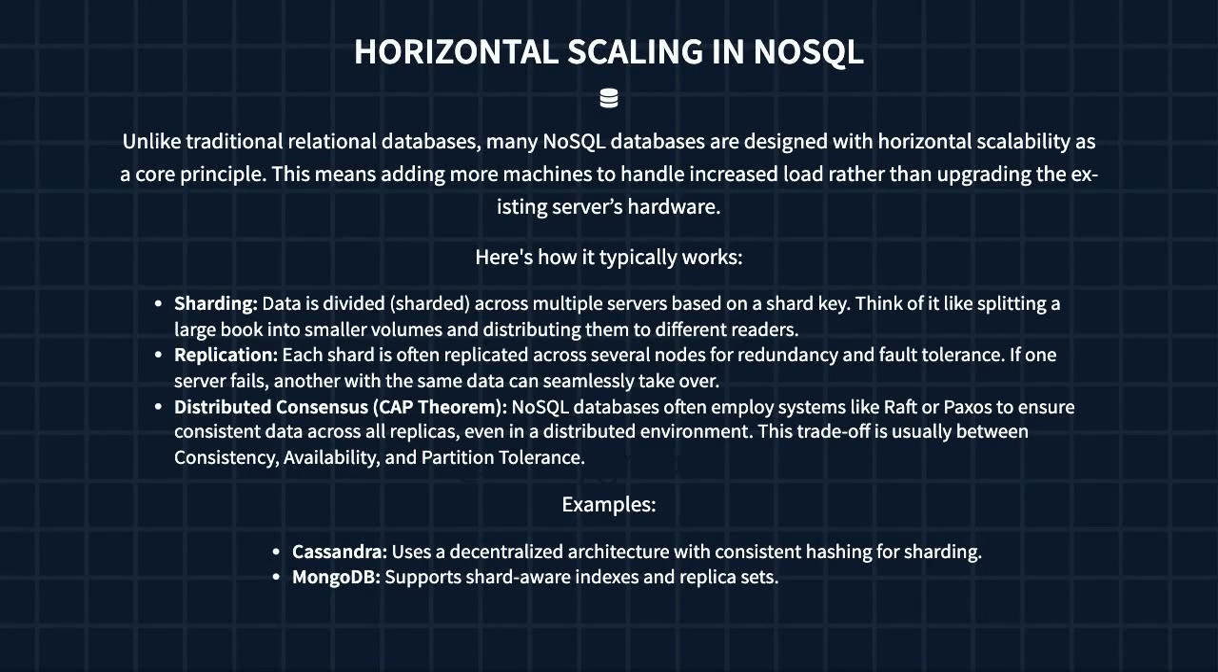Okay, let's talk about scaling NoSQL databases. Unlike traditional databases where you might have to upgrade your server's hardware, many NoSQL systems are built to scale horizontally, meaning they can handle more users simply by adding more machines to the cluster. The key is sharding, which involves splitting your data into smaller chunks and distributing those chunks across multiple servers. Each of these chunks is often replicated too, so if one server goes down, you still have a backup. All this happens while keeping things consistent using systems like Raft or Paxos, though there's always a trade-off involved in balancing consistency, availability, and tolerance for network partitions.